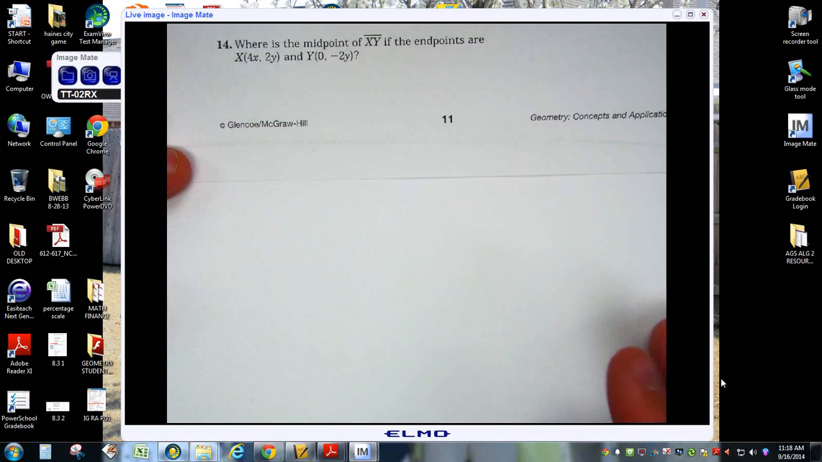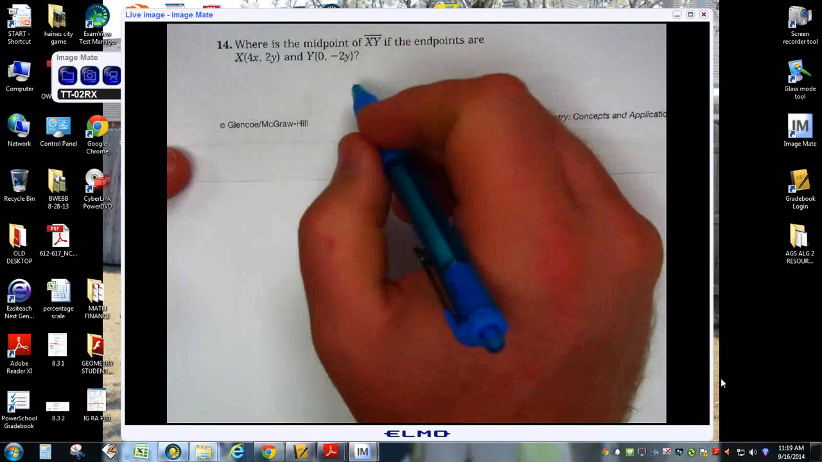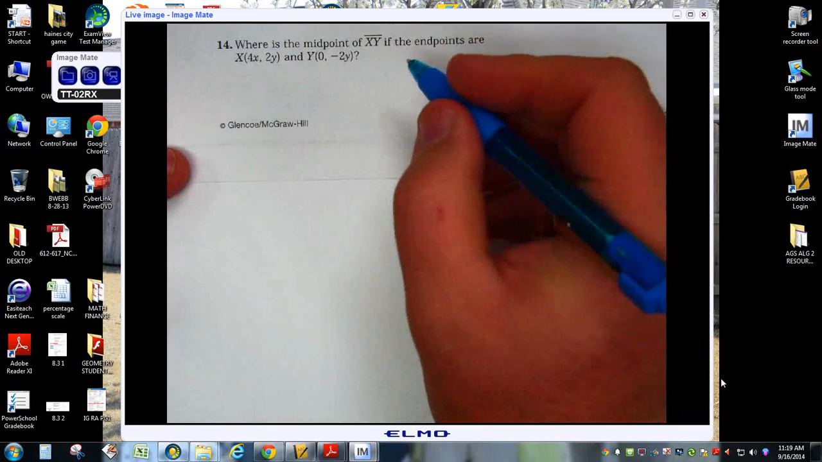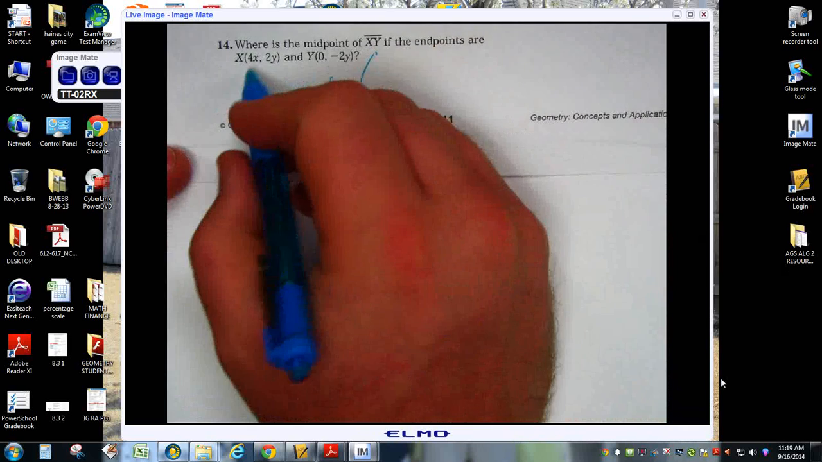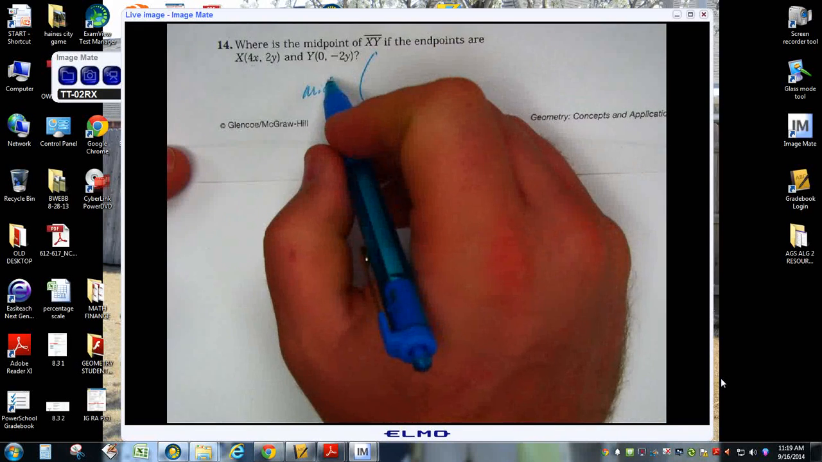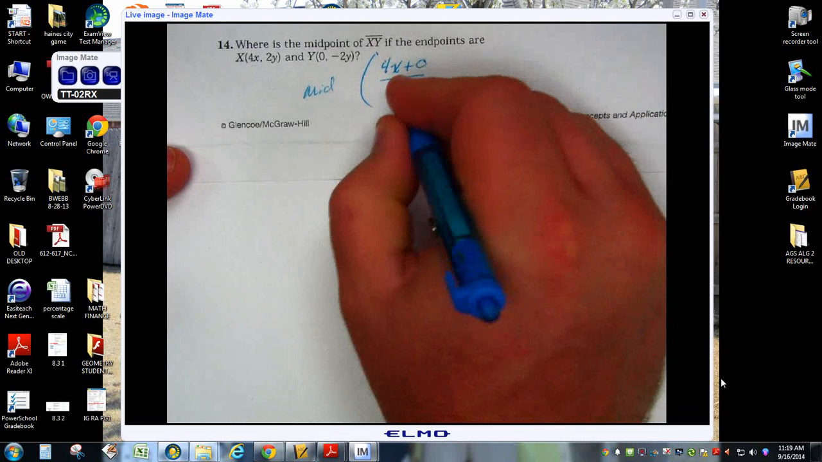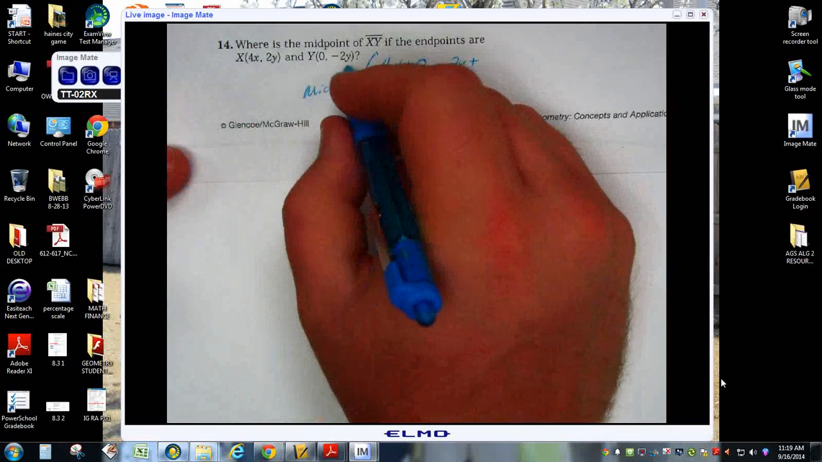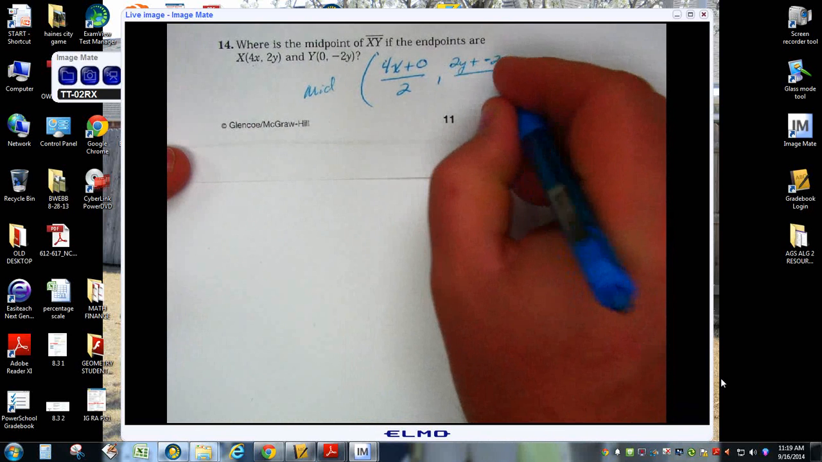Okay, first things first, where's the midpoint of this? Well, what's weird about this? What have they done? Put in X's and all that stuff. Doesn't change here. Your midpoint is still going to be add your X's. What are your X's right here and here? 4x plus what? Over what? Comma. What are your 2y plus what? Very good. Over 2.